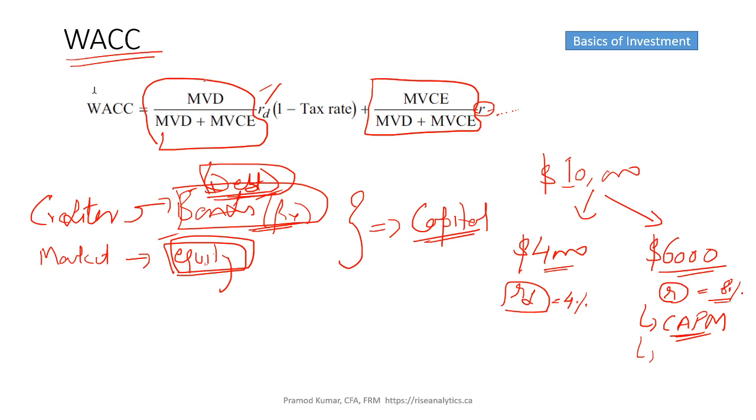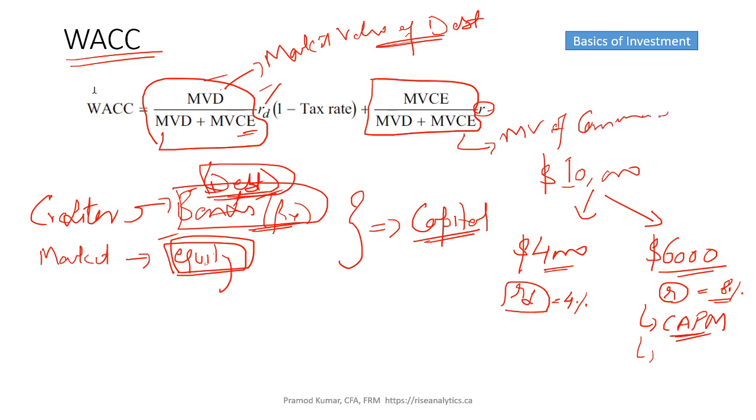Now coming to this piece, what is this? MVD is nothing but the market value of debt. And MVCE is nothing but the market value of common equity, or equity in short. So by using the market value we get the weights, how much of the cost these are in short is called weight.